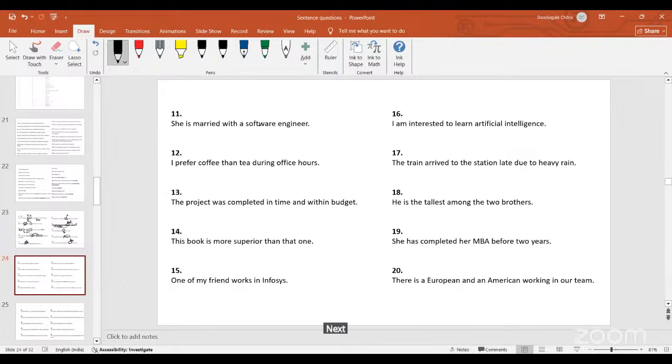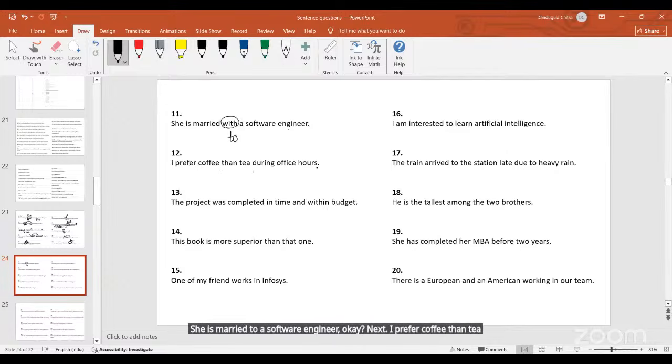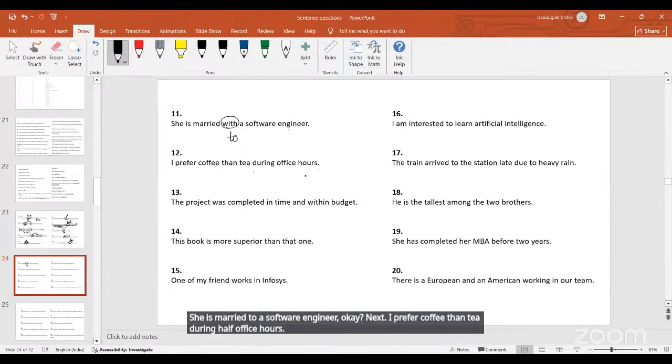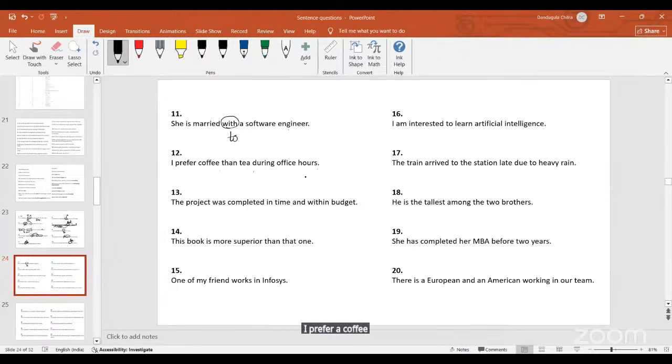Next, she is married with a software engineer. She is married to a software engineer. Yes, instead of with, we should put to. She is married to a software engineer. Okay, next. I prefer coffee than tea during office hours.